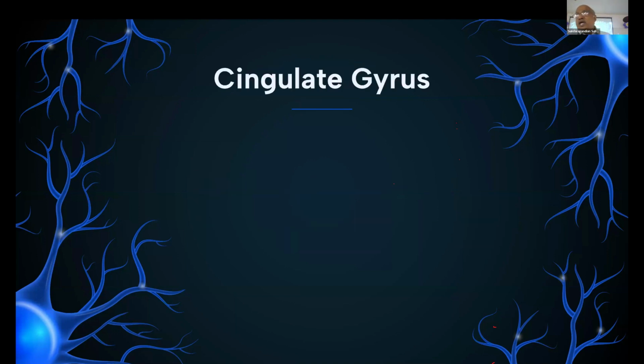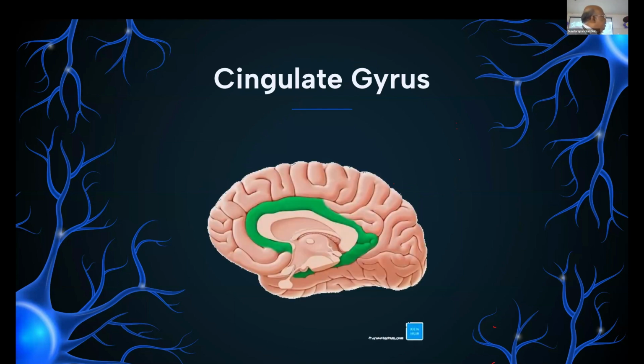So next, cingulate gyrus. Here, of course, what is this? Any idea? What is this part? No idea. Corpus callosum, that is the corpus callosum. Just above that corpus callosum, what you see is the cingulate gyrus.